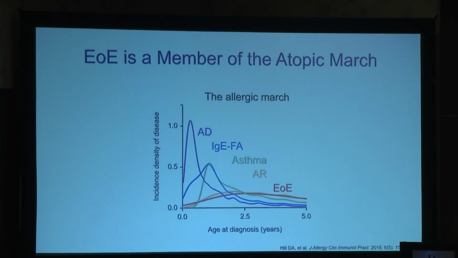And so this is just showing where EOE lands with all the other atopic diseases. And you can see here near the bottom, it's the red line on the bottom, and it follows a similar pattern to allergic rhinitis. Usually it presents a little bit later in life, whereas compared to eczema, which I think we all know can present much earlier in life.